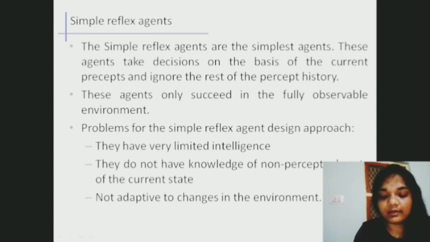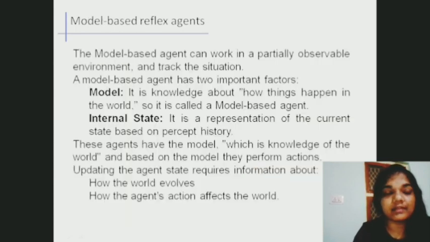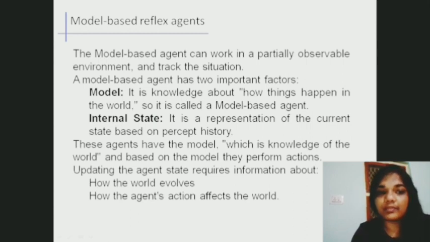Fine. Now let's see the next types of agents that can overcome these disadvantages. This is just a diagram of whatever we have discussed. Then we have model-based reflex agents. As I told, it is again better than the simple reflex agent. How? The model-based agents can work in a partially observable environment and track the situation. A model-based agent has two important factors. That is the model, which is knowledge about how things happen in the world. So it is called a model-based agent. It is actually how things are happening in the world.